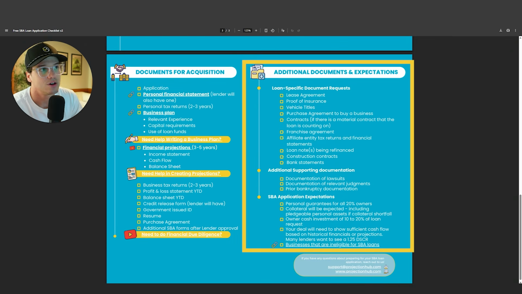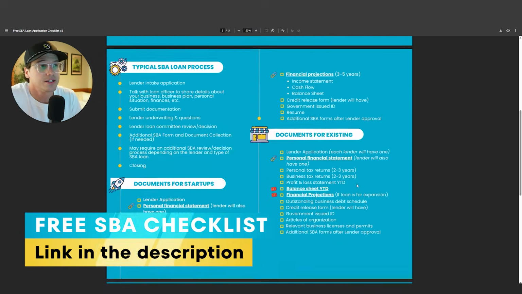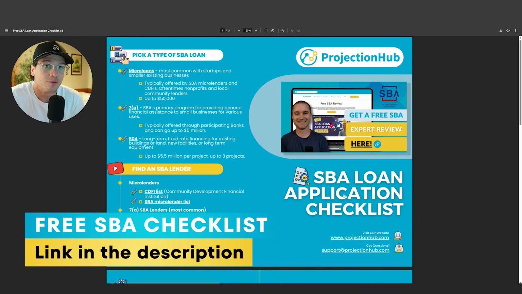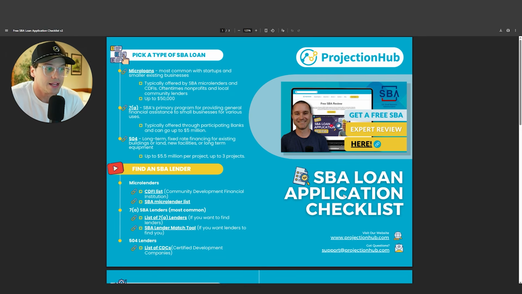And then there's a catch-all kind of additional documents and expectations from general SBA things to be in mind of. But again, use this checklist. The SBA process can be overwhelming. It can be confusing. There's different programs. So I totally get it and I understand. There are so many details to it. We couldn't possibly get them all in one checklist, but this is our best attempt at having something concise that isn't going to take you hours and hours to read through.